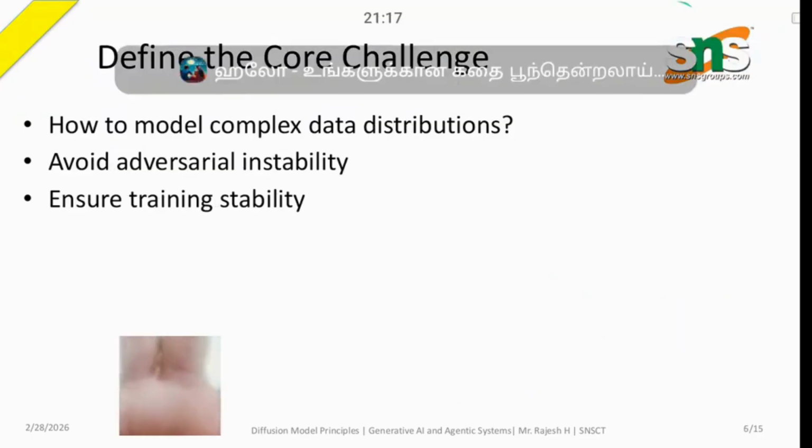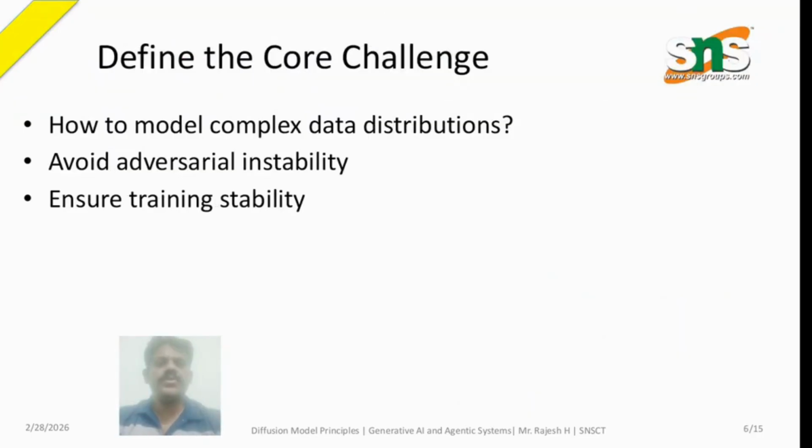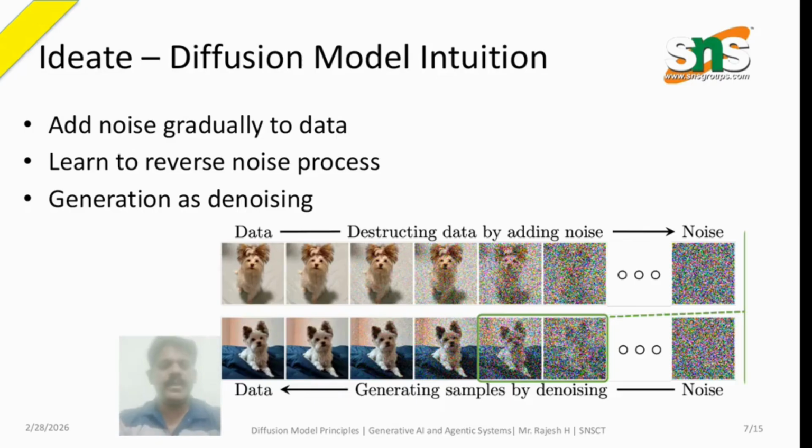So let us define the core challenge. How to model complex data distribution, avoid adversarial instability, and how to ensure training stability. So this is something which can be achieved with the diffusion model intuition.